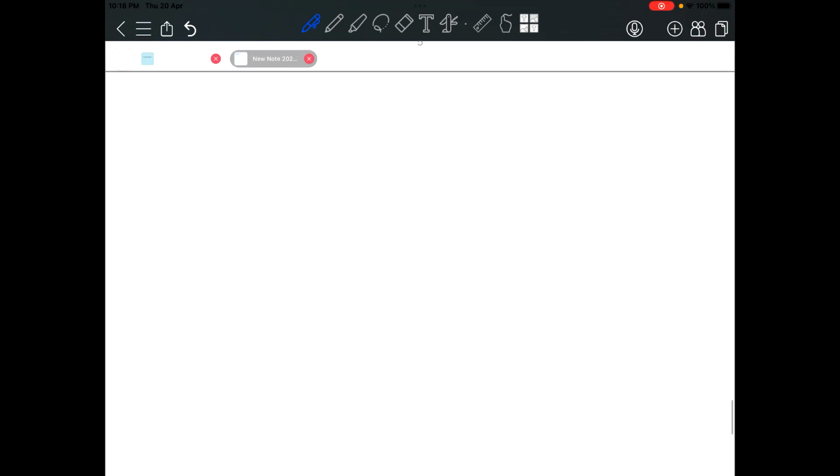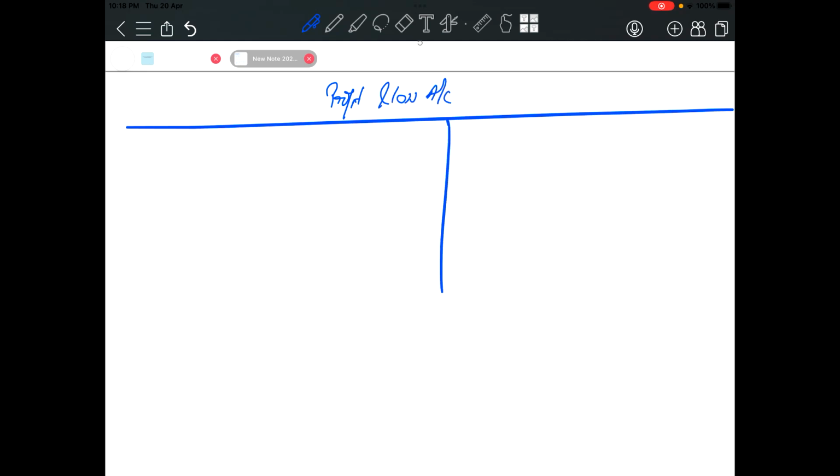Before that, let's try to understand what is profit and loss account. We all prepare profit and loss account, right? In our 11th also we used to prepare P&L account.